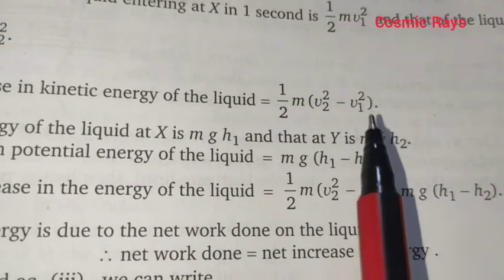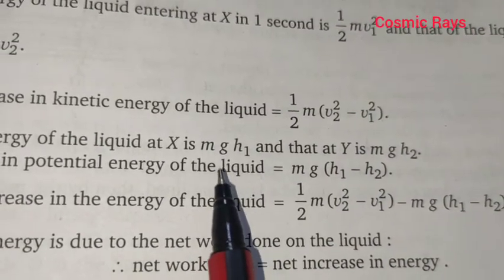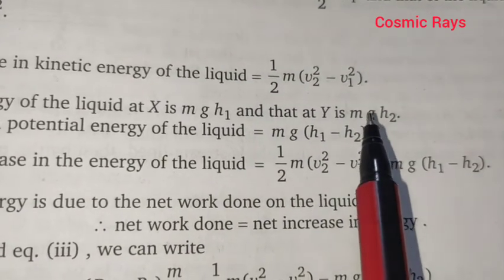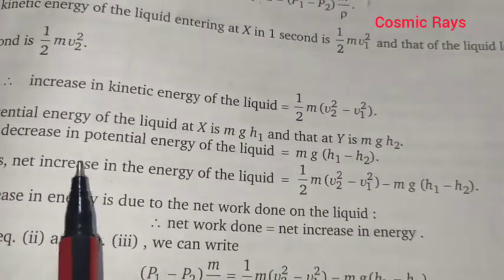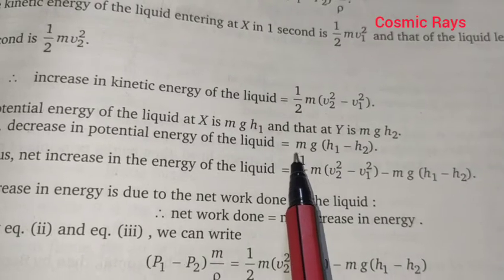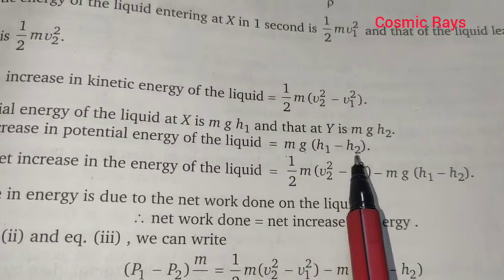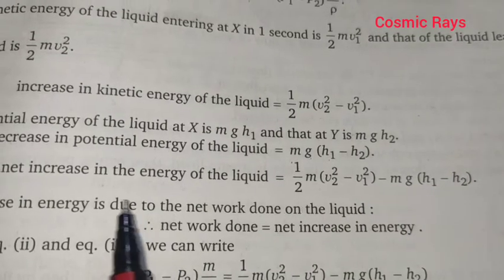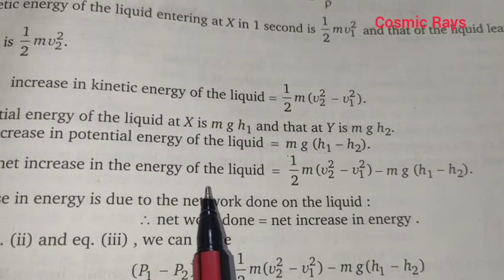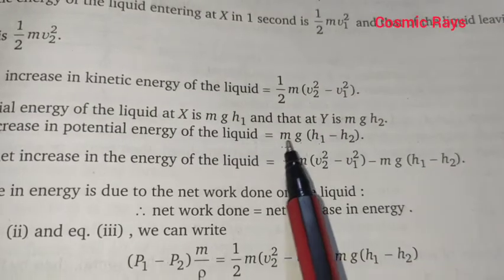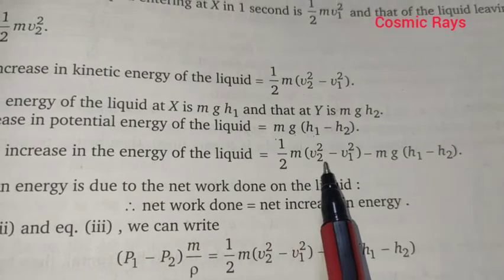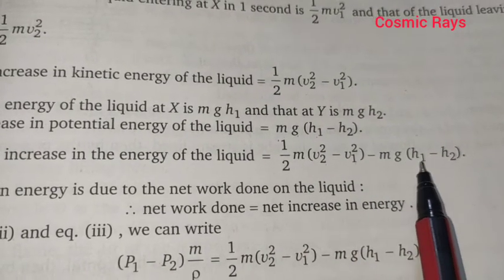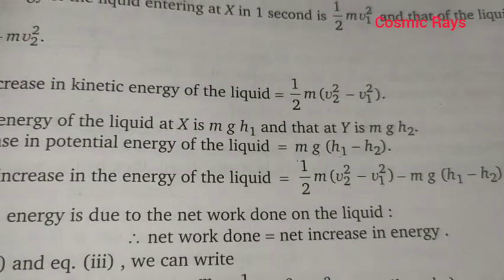Now similarly we calculate the potential energy of the liquid. At the end X the height is h1, and at the end Y the height is h2. So again the decrease in the potential energy of the liquid will be mgh1 minus mgh2. So the net increase in the energy of the liquid is the kinetic energy increase plus the potential energy change, that is half m, V2 square minus V1 square, plus mg, h1 minus h2.